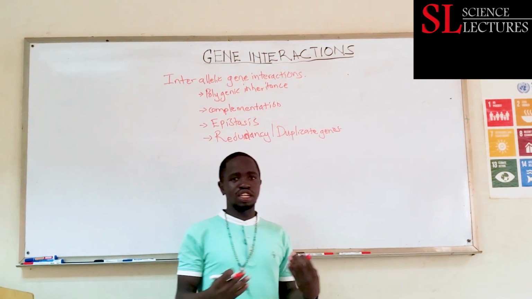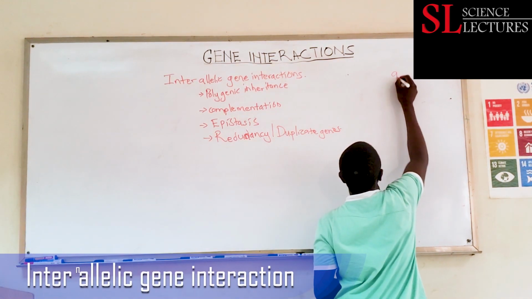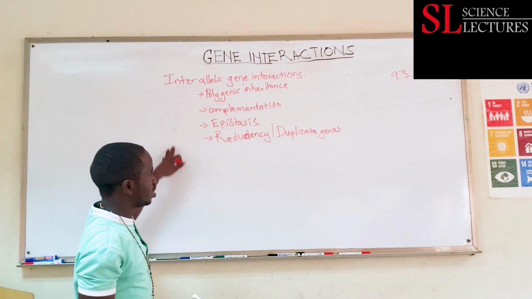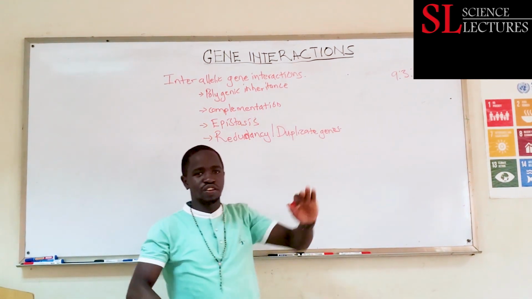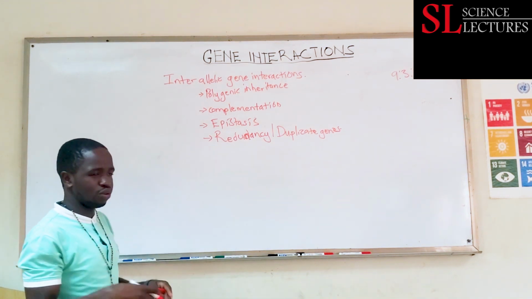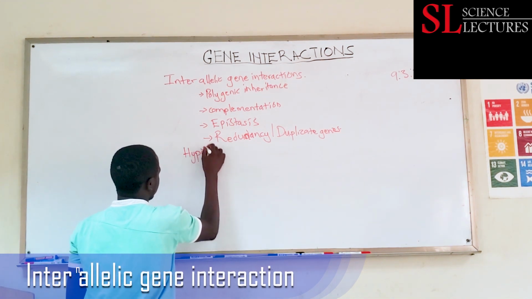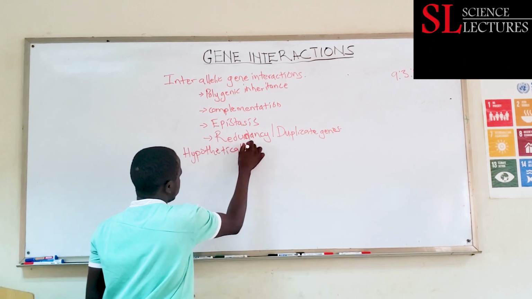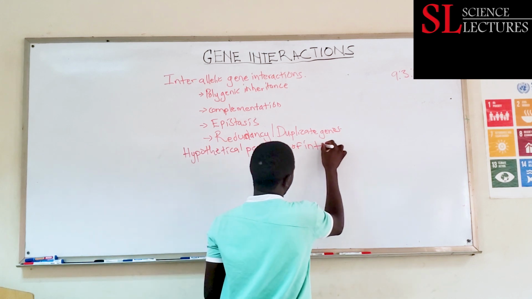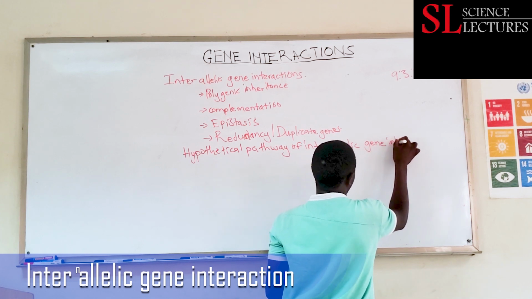And as we're discussing the dihybrid cross of Mendel, the ratio was 9:3:3:1. But as we are going to see in all these, this ratio is not achieved. It deviates from that ratio. And we say inter-allelic gene interactions, but we need to see how they work. Let's assume a hypothetical pathway of inter-allelic gene interaction.